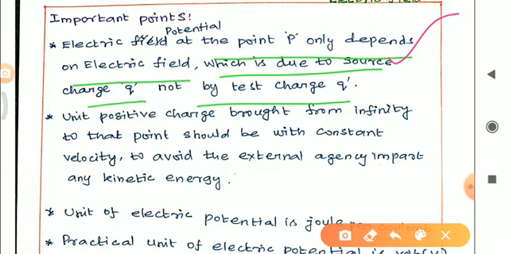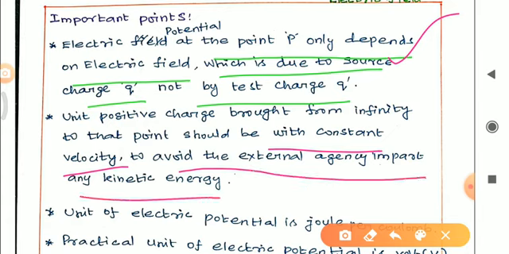Then what is the next? The unit positive charge brought from infinity to that point should be with constant velocity. With constant velocity only we can find out the amount of potential, to avoid the external agency imparting any kinetic energy. Why? Because if it is moved instantly from infinity to that point, then automatically the velocity will increase, so kinetic energy will be imparted to the charge. So to avoid the kinetic energy produced by the external agency, the unit positive charge should be moved with constant velocity. That is the second point.